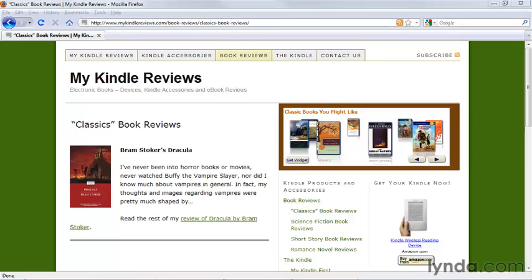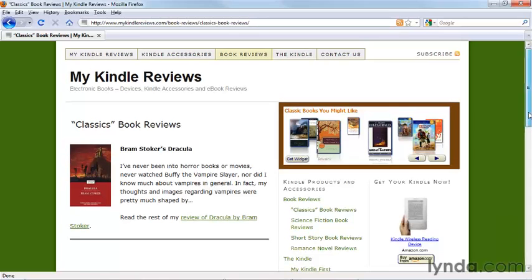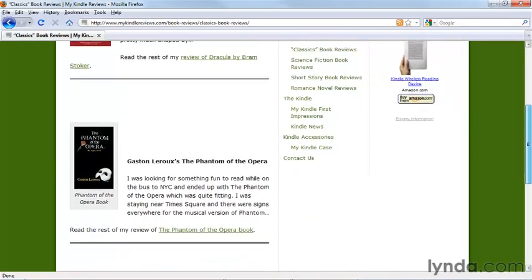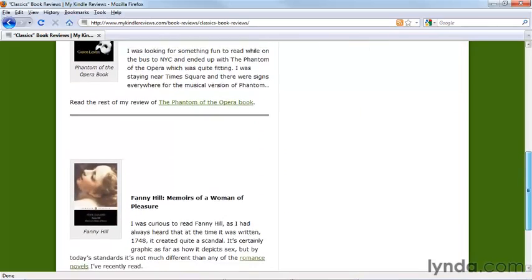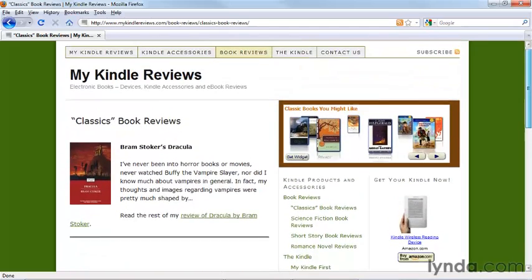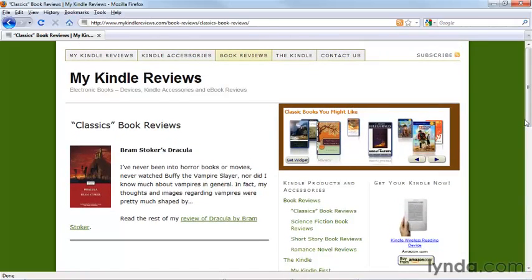Here's our Classics Book Review page, which is a subcategory page of the Book Reviews main category. As you can see, while we have some content, it's only little blurbs taken from the book reviews contained within this category. Other than the headline of Classics Book Reviews, there's no real focus to the content on this page.